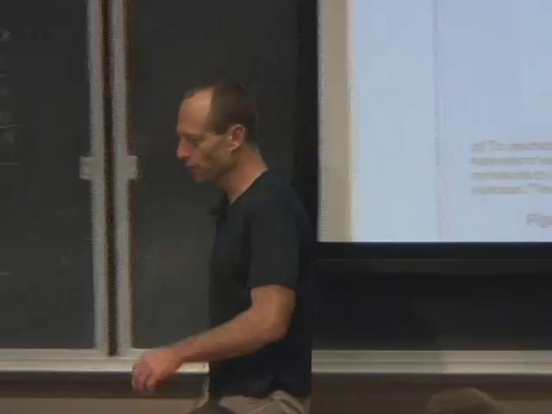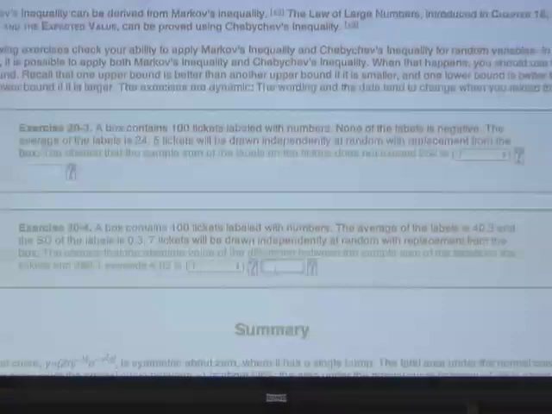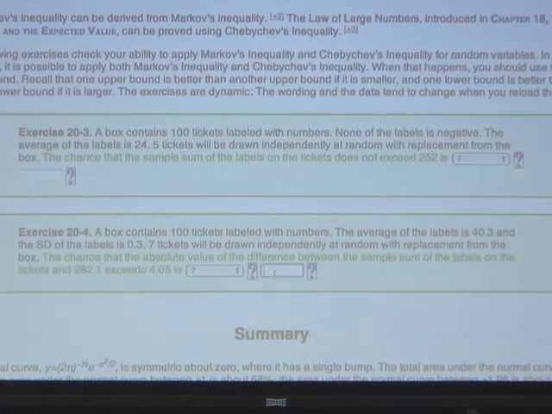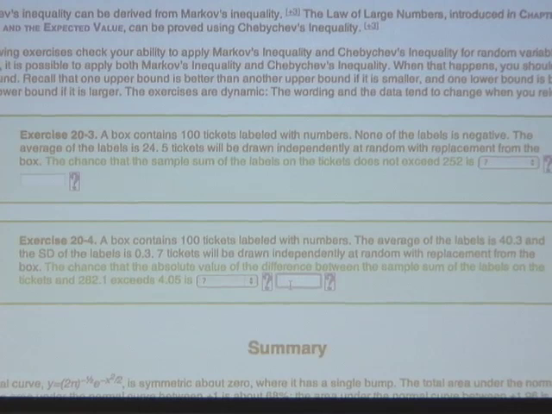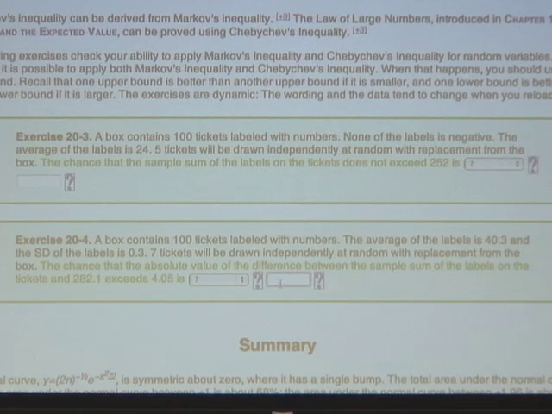So let's look at an example here. Okay, so we have a box of 100 tickets labeled with numbers. We know the mean of the box, and we know the SD of the box. But we don't know the numbers in the box. Okay? So we are not going to be able to find the probability distribution of the sample sum or the sample mean, because in order to find the whole probability distribution, we would need to know what the numbers were in the box, not just their mean and standard deviation. But we know their mean and their standard deviation.